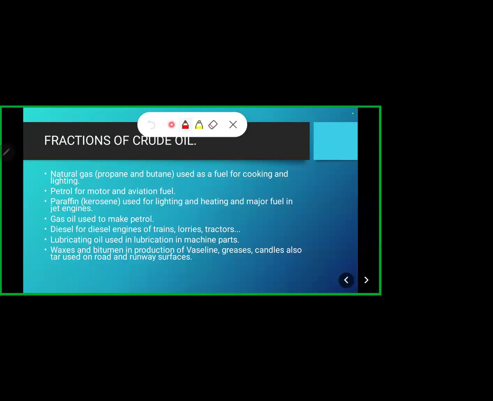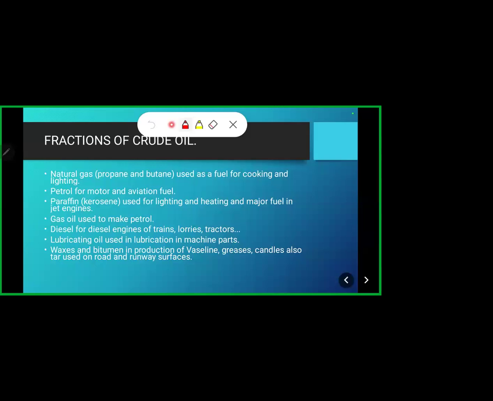And then also lubricating oil, which is used in lubrication of machine parts or to reduce friction in moving parts of machines. And then, of course, we also looked at waxes and bitumen, which are used in the production of Vaseline, greases, candles, also tar, which is used in road construction and runway surfaces. That black tar that you see during the tarmacking of roads is the bitumen. It's the tar obtained from the bitumen. So it's important to know those different fractions and how they are used.